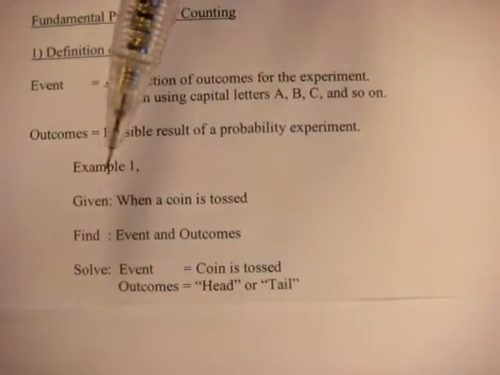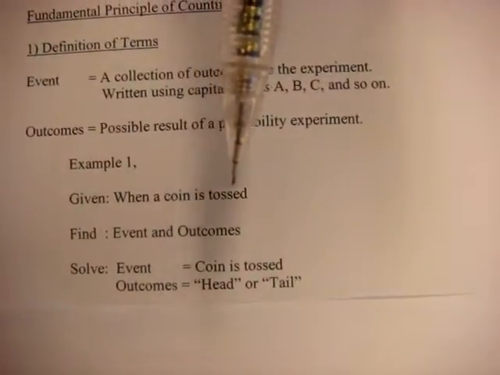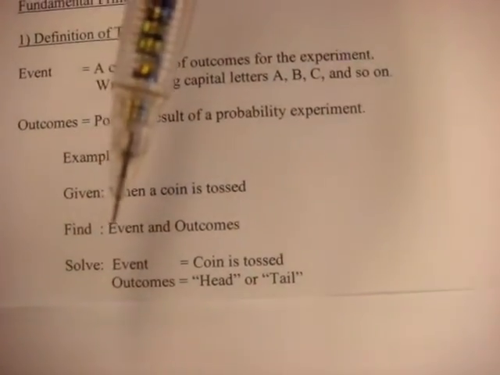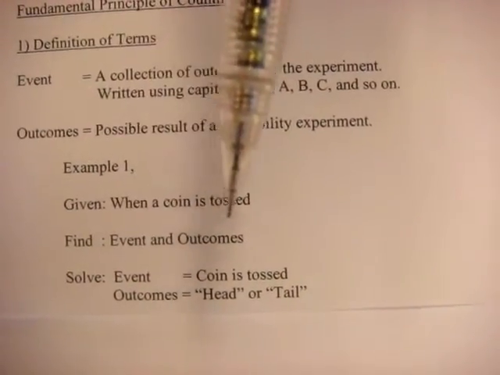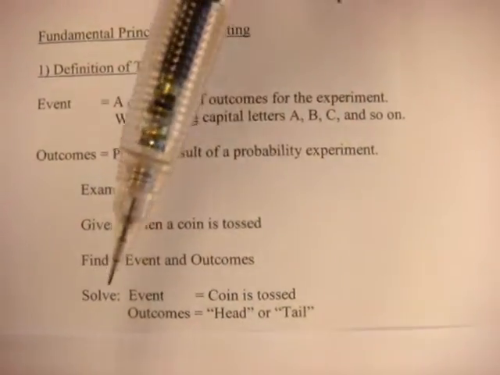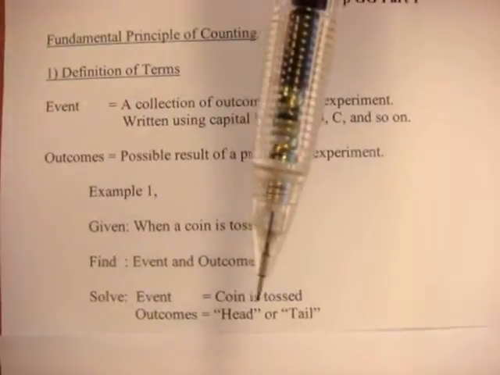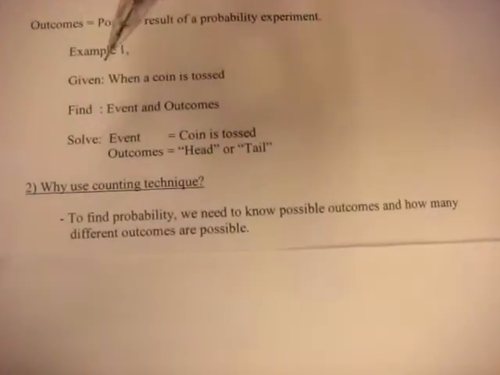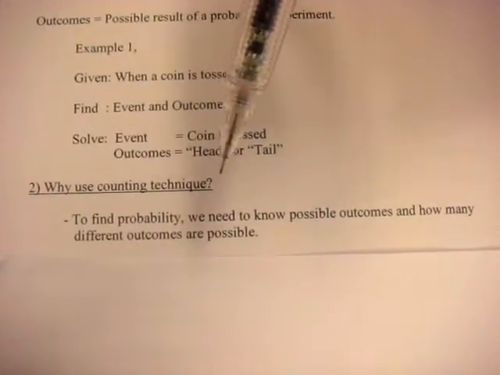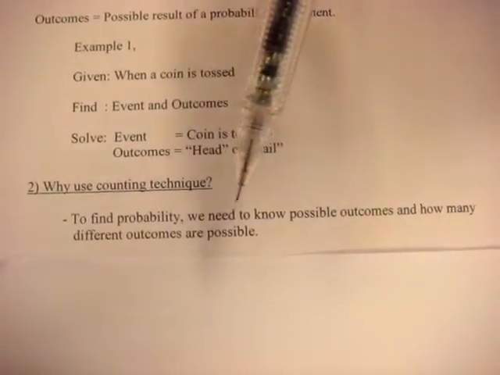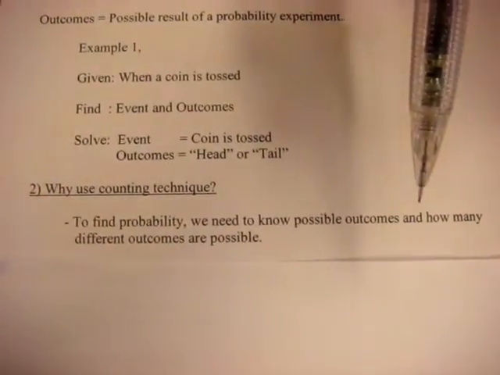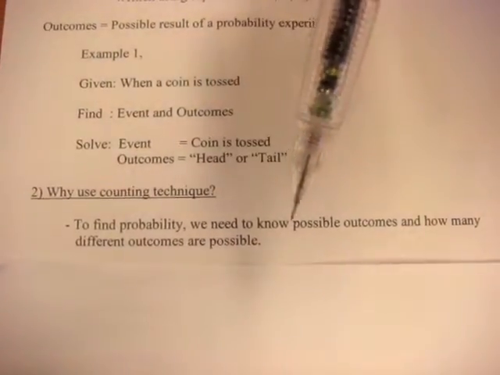Example 1. Given when a coin is tossed, we need to find the event and outcomes. To solve it, the event is the coin is tossed, and the outcome is head or tail. Secondly, why do we need to use the counting technique? To find probability, we need to know the possible outcomes and how many different outcomes are possible.